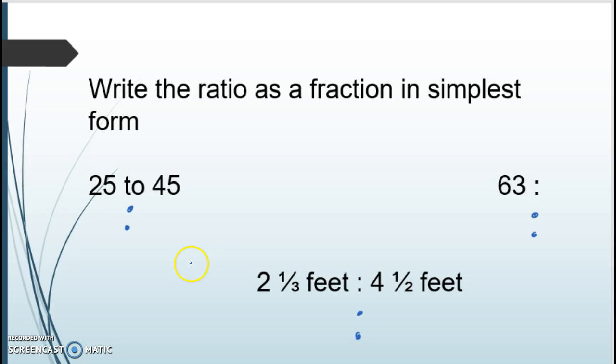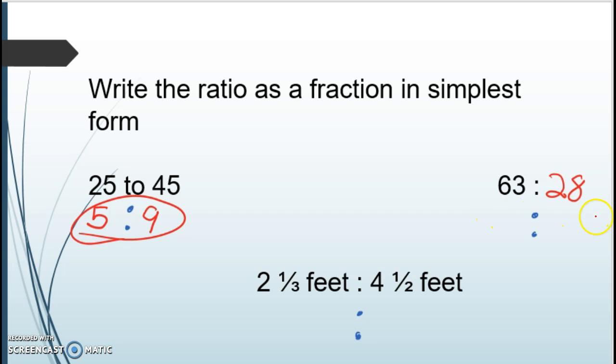All right, so we have 25 to 45. So if we take out 5 from both of those numbers, we're going to be left with a 5 to 9 ratio. That's going to be our final answer here. 63, and then this was supposed to be a 28, but it kind of messed up there.